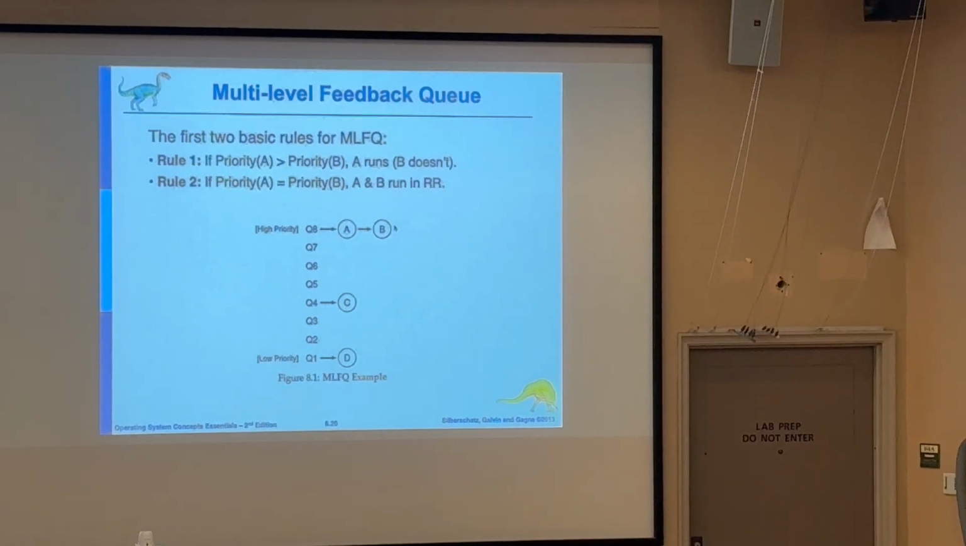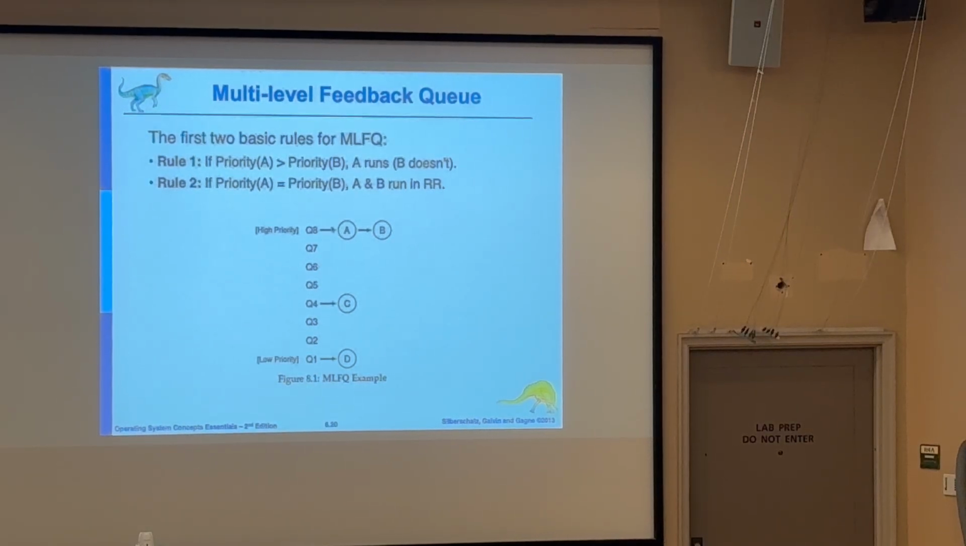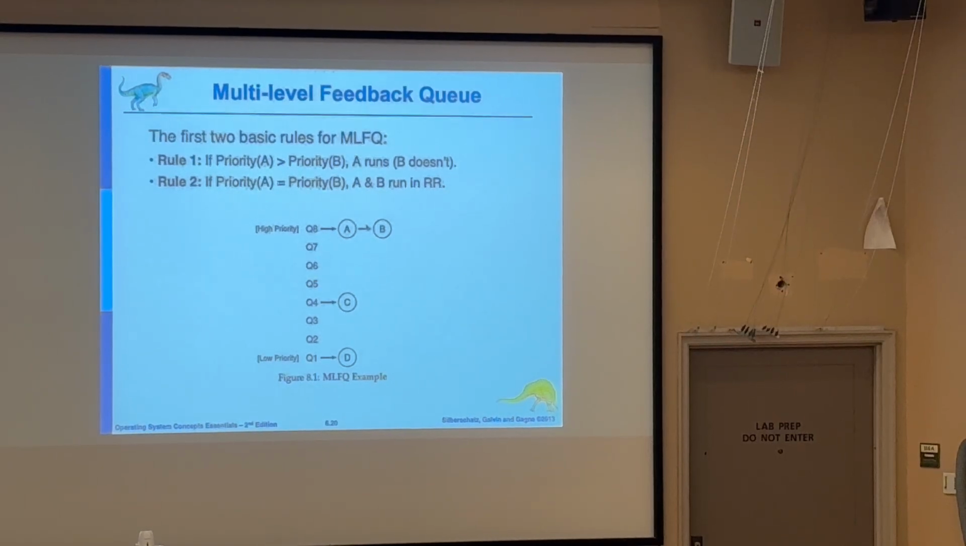Right? What does this mean? It means that A is going to be executed for the quantum, the time slice allocated, and when it finishes, it checks the ready queue. If there is a process in the ready queue that has the same priority as A, it's going to put A at the end of this queue and schedule B onto the CPU. Right? That's how you do it in a round-robin manner.